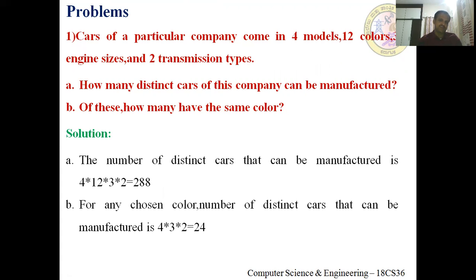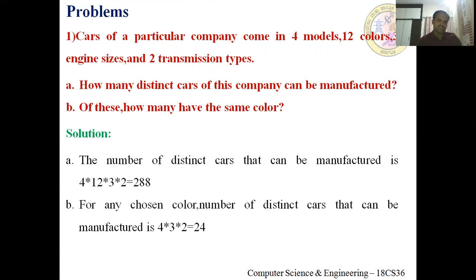Then how many different models can we manufacture? See, the first activity can be performed in four ways, the second activity in 12 ways, the third activity in 3 ways, and the fourth activity in 2 ways.